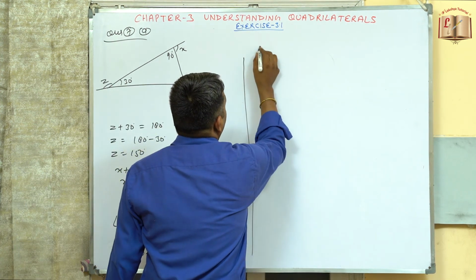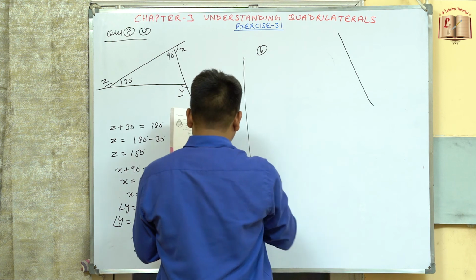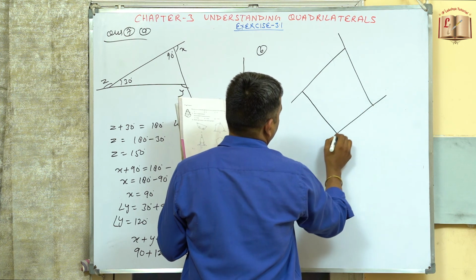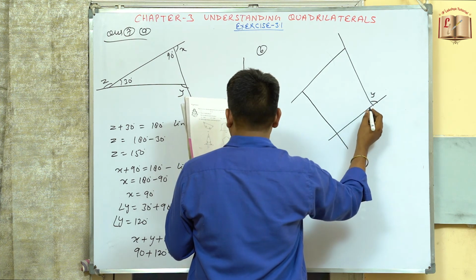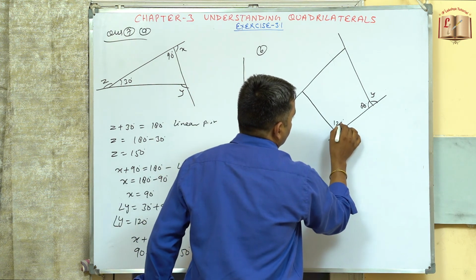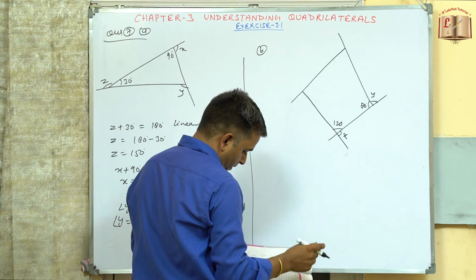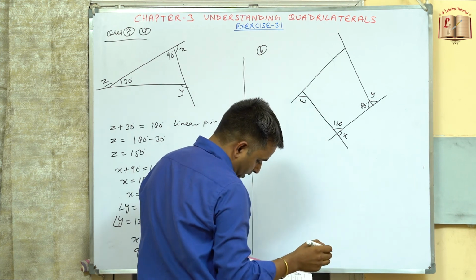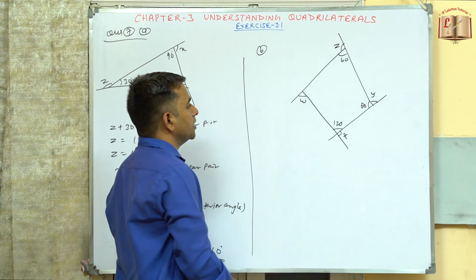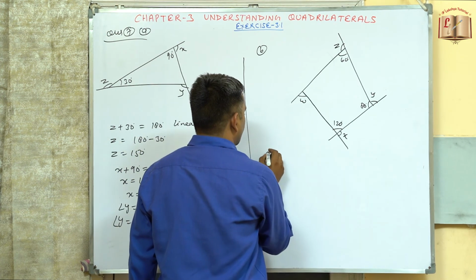Similarly, coming to the B part of this. So this is the figure given to us. This is y and here it is 80. This is 120 degrees and this is x and this is now w and this is z and here it is 60 degrees. So we need to find out the sum of x, y, z and w. So we will find out first x.